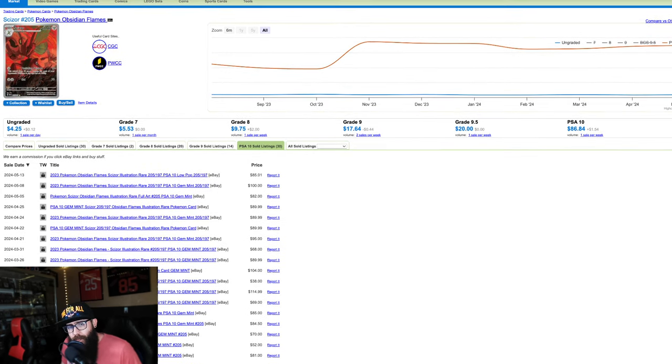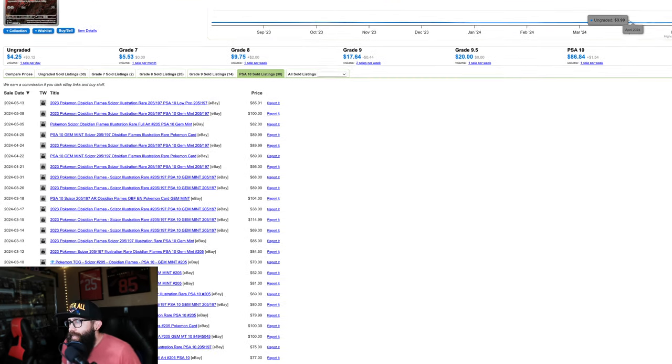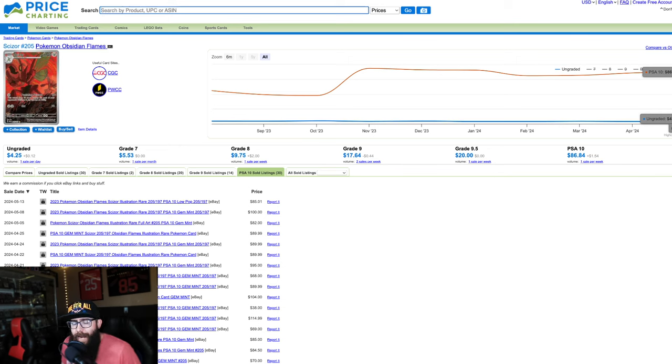So, evolution of a Gen 1 Pokemon. I really like Scizor, so I still think this is a buy either way, buy and hold for raw, graded. If there's a reprint of Obsidian Flames, you never know if the print quality is going to be better. So use your discretion if you're going to buy at this 86 price range right here.